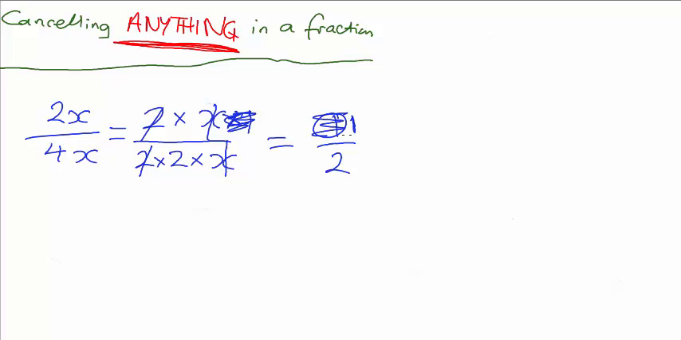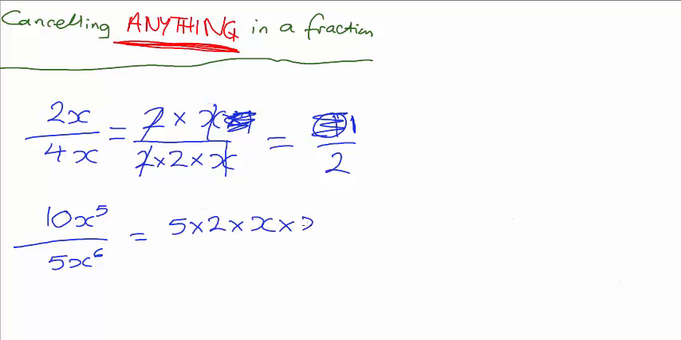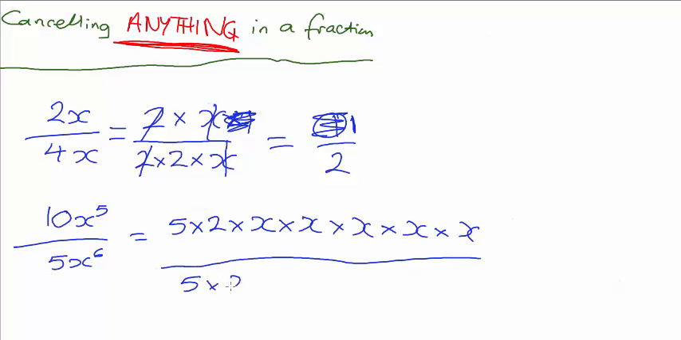No, it's 1. Here's another example. Let's say you're doing 10x to the 5 over 5x to the 6. Okay? So, here's the deal. It's literally 5 times 2 times x times x times x times x times x over 5 times x times x times x times x times x.